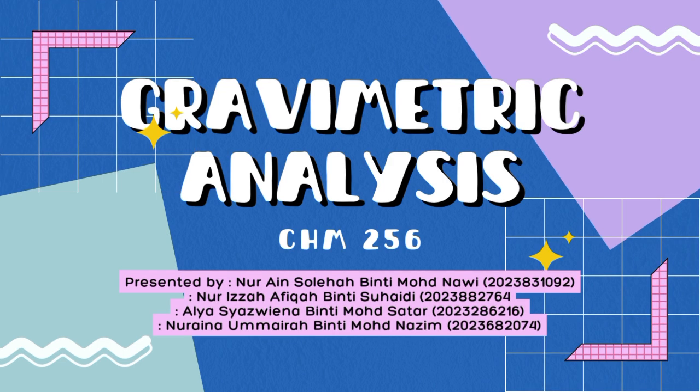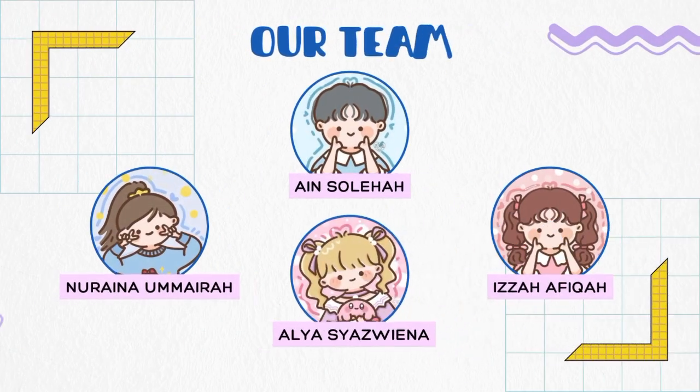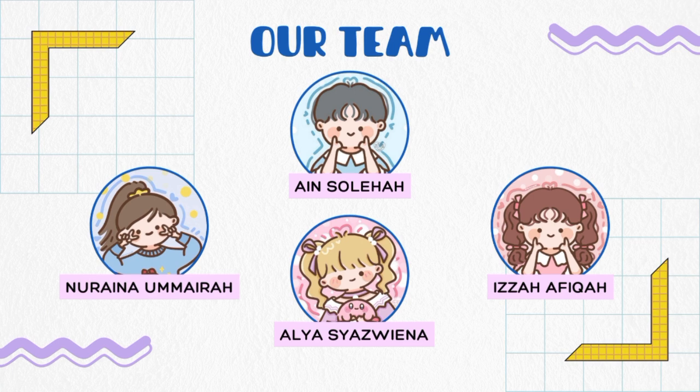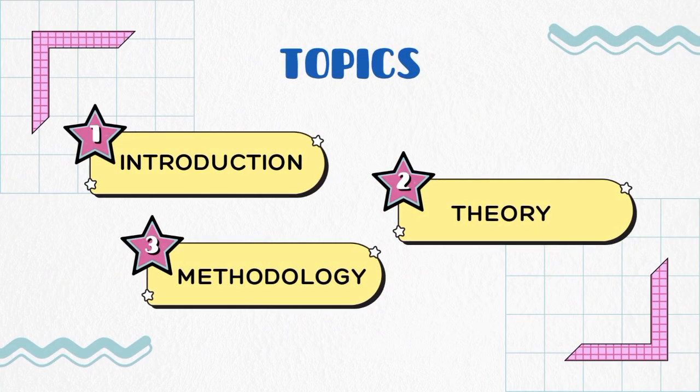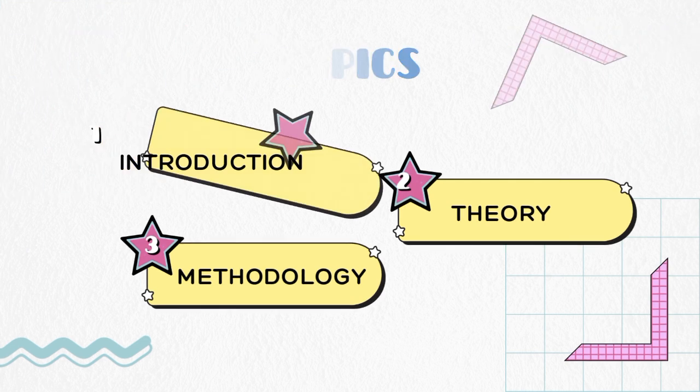To begin, we are going to introduce ourselves first. That consists of 4 members, that is Ain Solehah, Nuraina, Izzah Afiqah, and Alya Syazwiena. Our assigned topic is gravimetric analysis. We are going to explain to you about the contents in this topic.